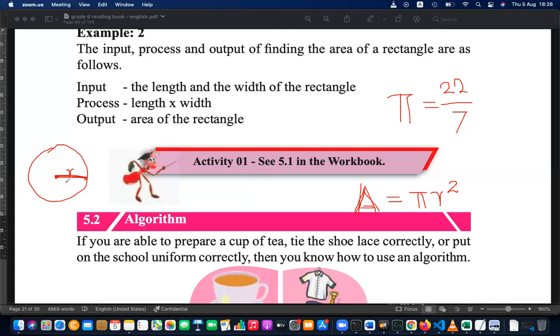If r, or the radius, is 7 centimeters, let's say it is 7 centimeters, what is the area then? If r is 7 centimeters, then what is the area?